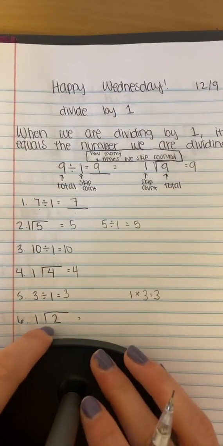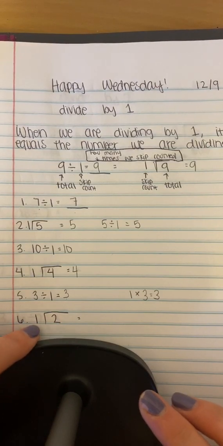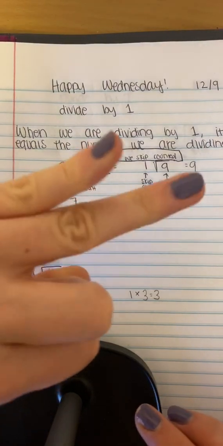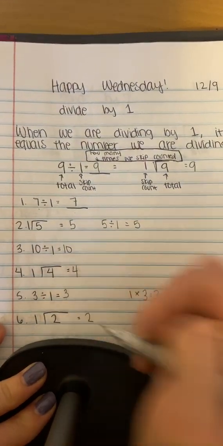And our last one, 2 divided by 1. So my total is 2. I'm going to skip count by my 1s. 1, 2. It only took 2 fingers, so my answer is 2.